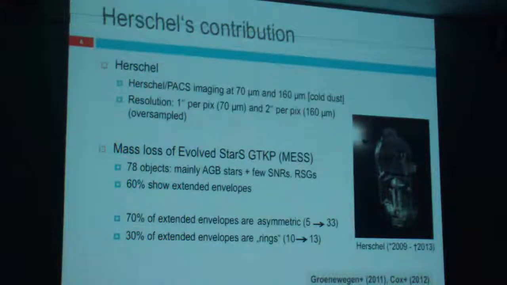What I show you today are Herschel images, so we used Herschel PACS imaging at 70 and 160 microns with a resolution of 6 and 12 arc seconds. All objects I show are from the MESS sample, so it includes 78 objects which are mainly AGB stars, and there are also a few supernova remnants and other types. And we found that 60% of the 78 objects are extended, and 70% of these extended envelopes are asymmetric. And you raise the number on large scales from 5 objects to 33. And the rest, the 30%, are just the rings or detached shells, which are spherically symmetric.